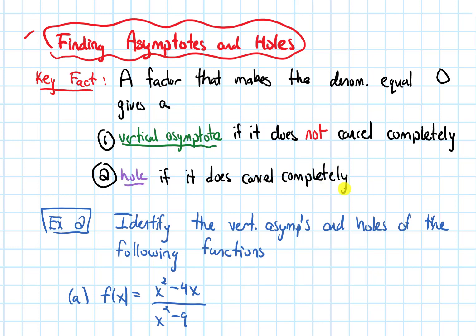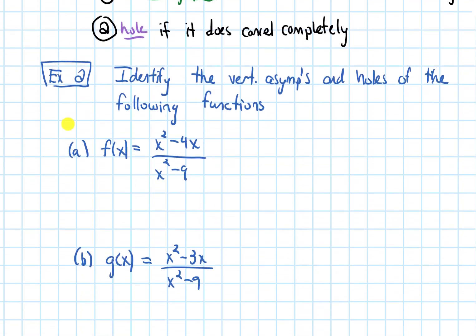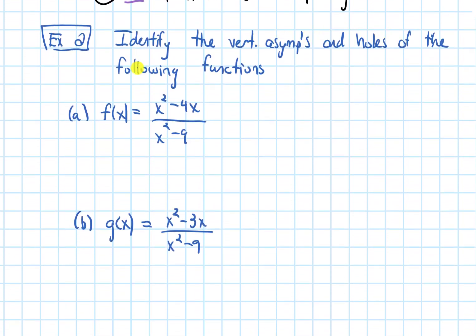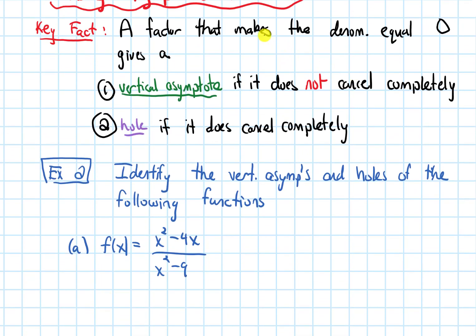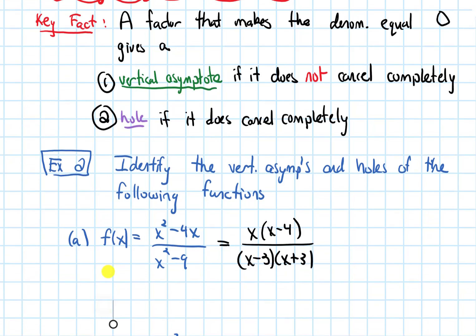Alrighty, so that said, let's do some practice questions. Let's identify the vertical asymptotes and the holes of the following functions. We have f of x and g of x, and they're very similar looking. The only difference is I have minus 4x on the top of f of x, and minus 3x on the top of g of x. To use this key fact, I need to figure out what factors of the denominator will cancel completely away, if any. So let's factor. The top is x times x minus 4, and the bottom is a difference of squares, so that factors as x minus 3 times x plus 3. Now that it's factored, I see that nothing actually cancels.